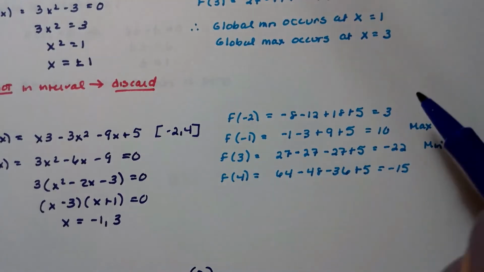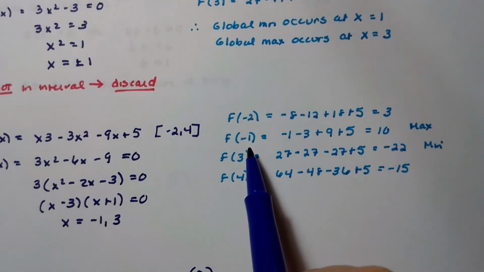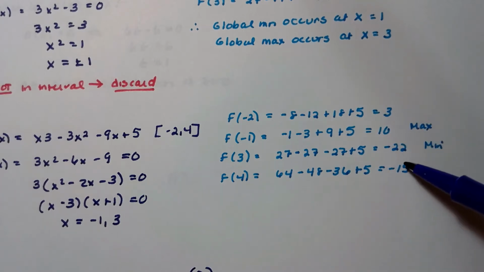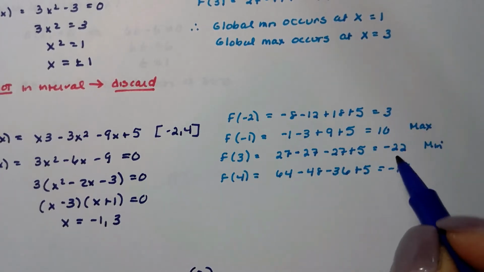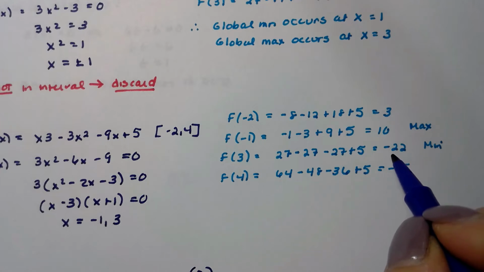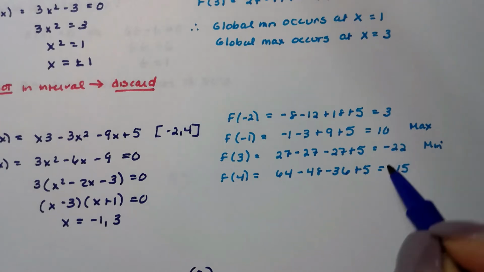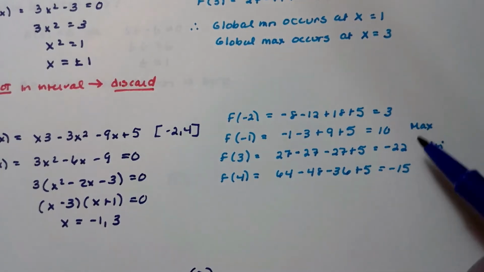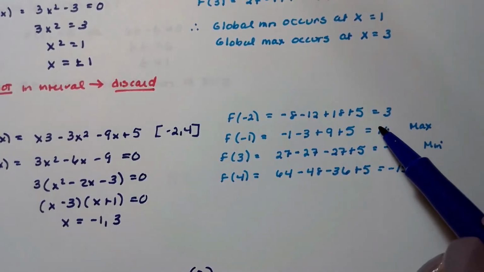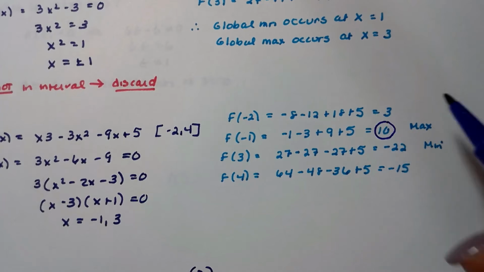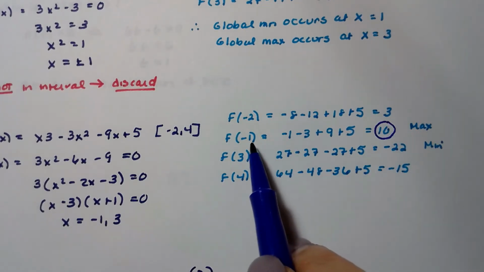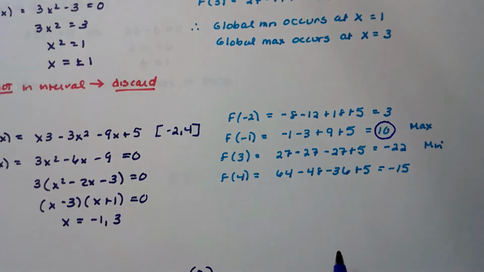Okay, so back to this one. So I put in all the critical numbers and the endpoints of the interval, and I looked at my output values, and I see that when x is 3, then y, or f of 3, is -22, so that's the smallest number, so that's going to represent my global minimum, and the global max is going to occur at the highest output value, and the biggest output value, or positive number, happens to be 10, so at -1 I would expect the global max to occur.